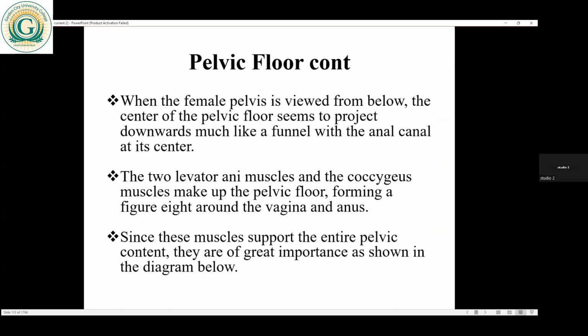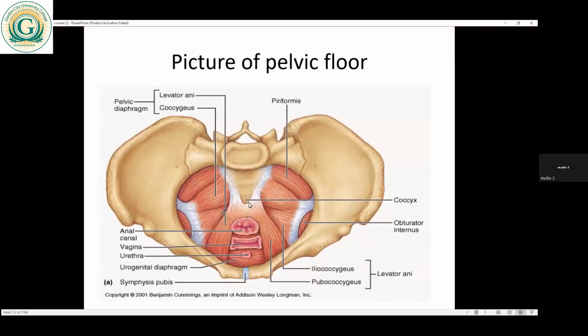Now, let me go back to the diagram. These are the anus, and if you look at this, you see something like a muscle. When you go down, you can see it forms an 8 surrounding these structures, and they give support to these structures in a woman. So what it means is that if they are damaged, you cause problems.